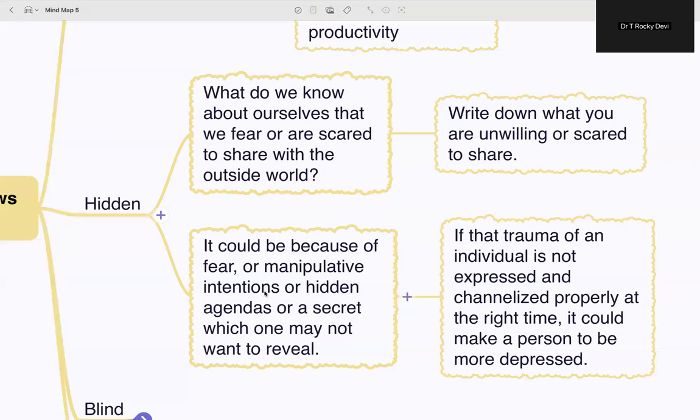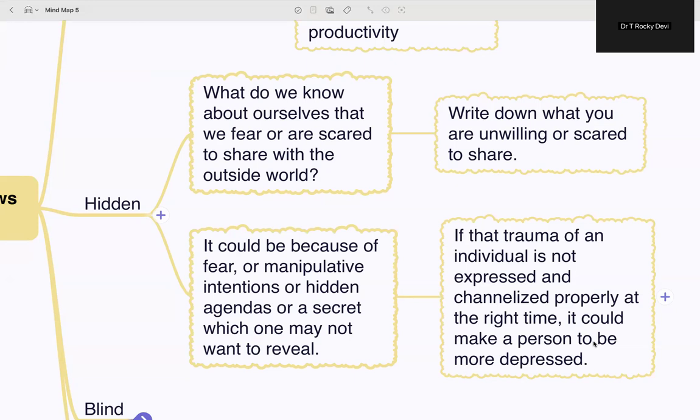It could be because of fear or manipulative intentions or hidden agendas or a secret which one may not want to reveal. And sometimes, if the trauma of an individual is not expressed or channelized properly at the right time, it could make a person more depressed. If you notice who all have committed suicide, definitely there will be some hidden characteristics of themselves which they were unable to share with others, and they bottle up their feelings until at one point of time they are no more able to take that stress and pain, which makes them take that ultimate or final step of taking their own life.